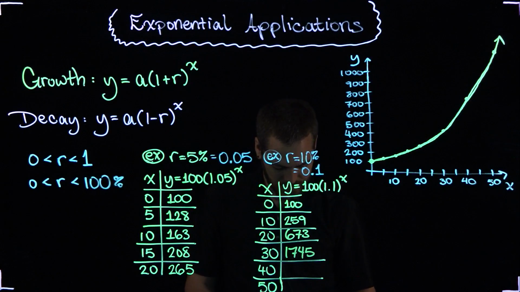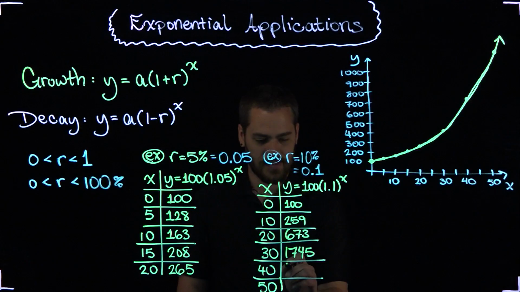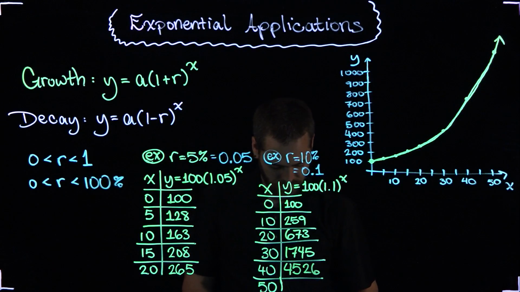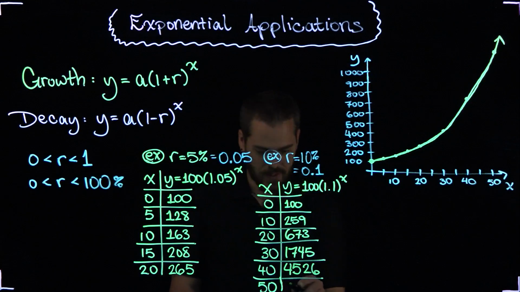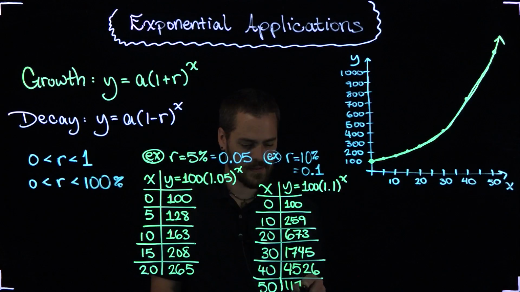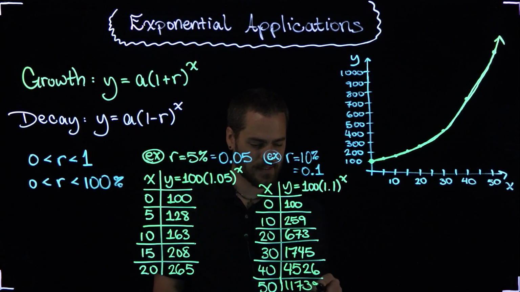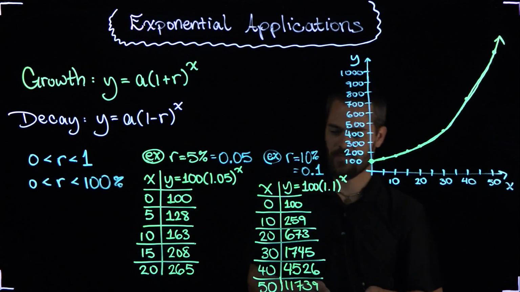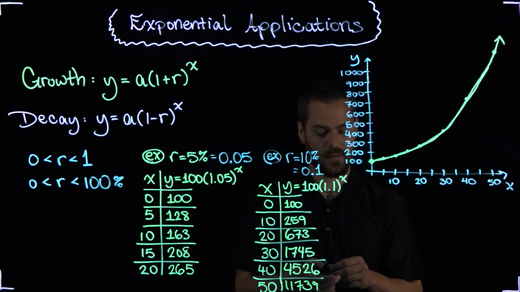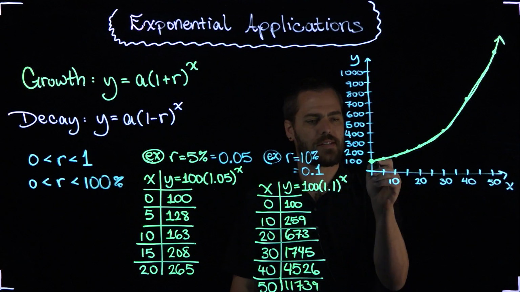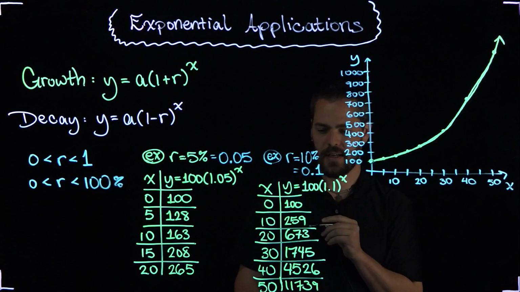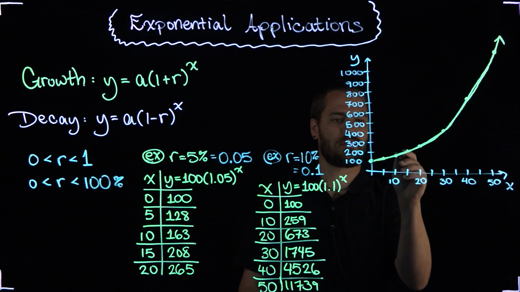After 40 years, 4,526 about. And after 50 years, we got about 11,739. And obviously, we're way off the scale here, so I should have gone with the shorter timeline there. But at 0, we're 100, okay, same spot. At 10 years, we're already 259.